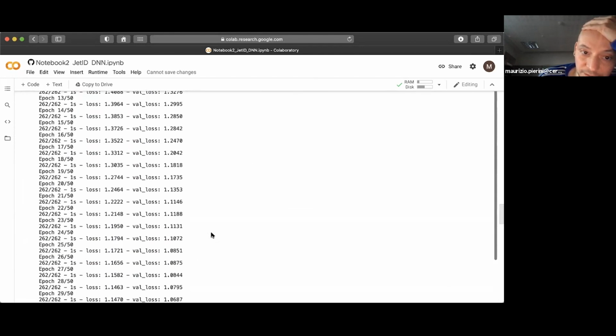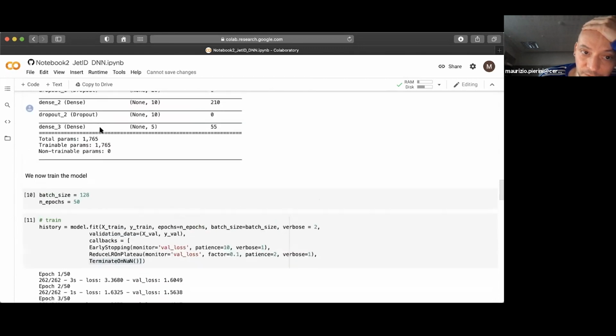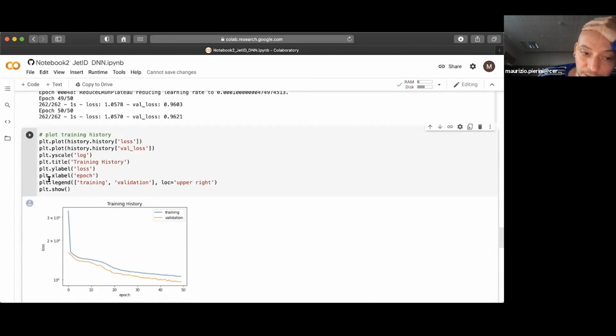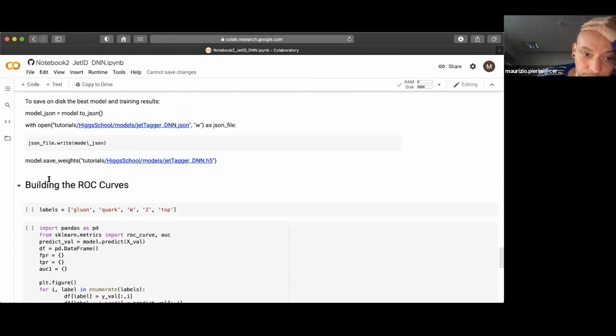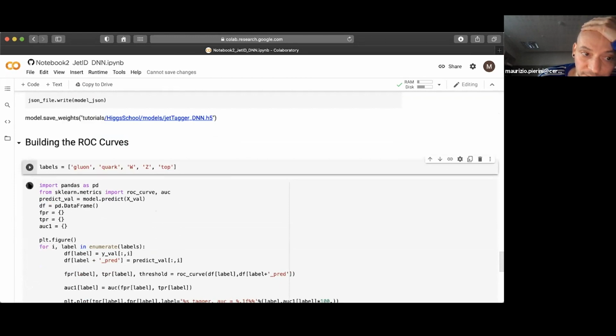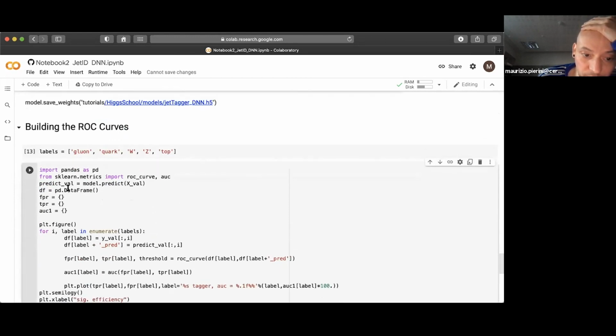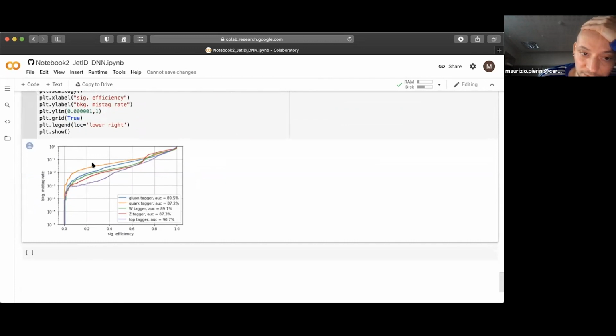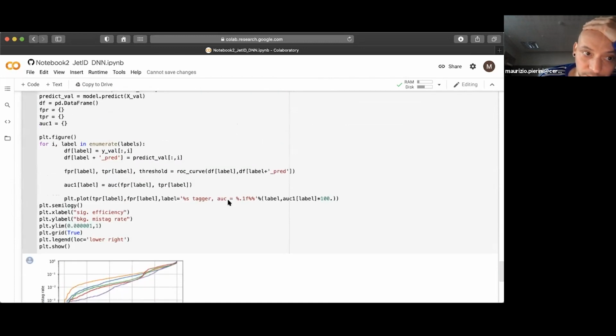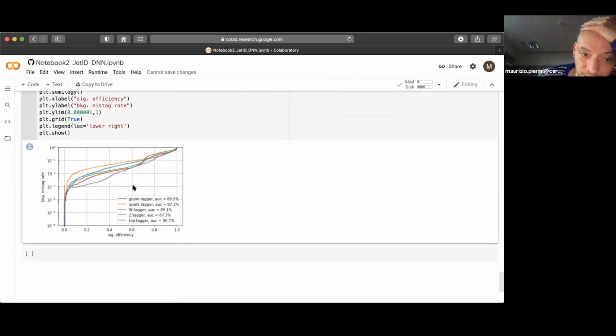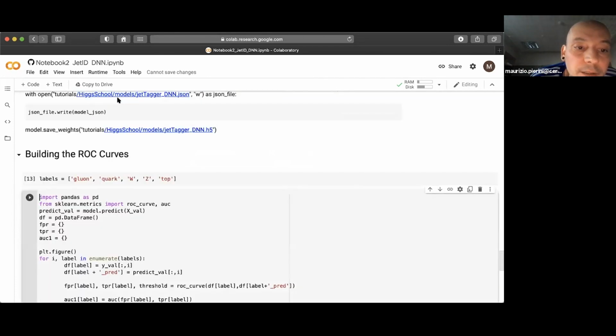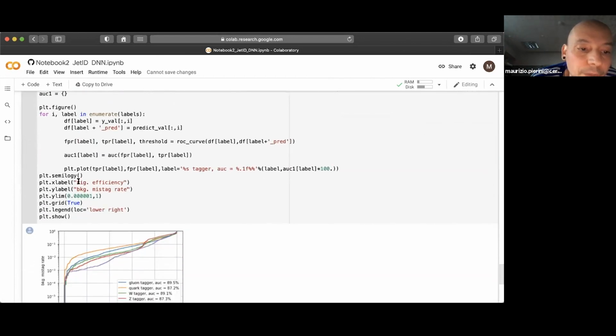You could, for instance, do the exercise of removing the dropout and see what happens. These last 2 cells are just the code to make the final plot. And these are the AUC.